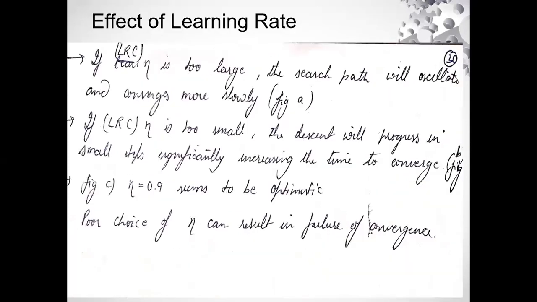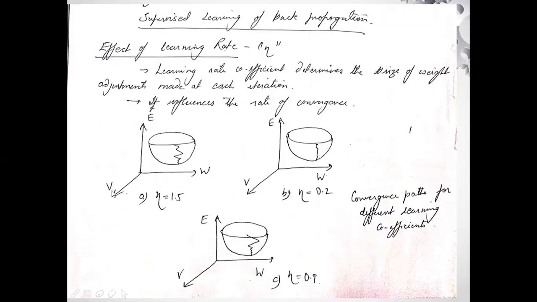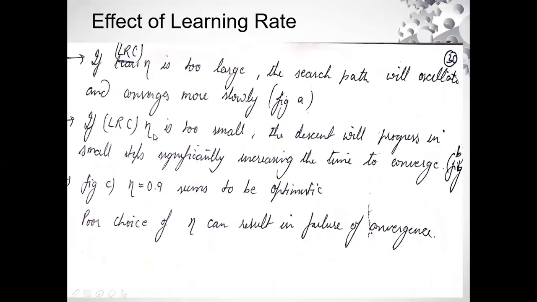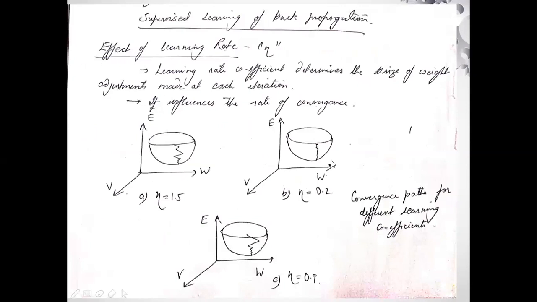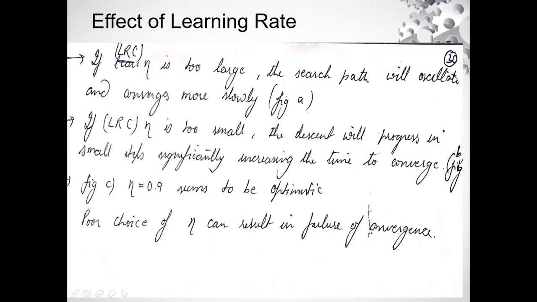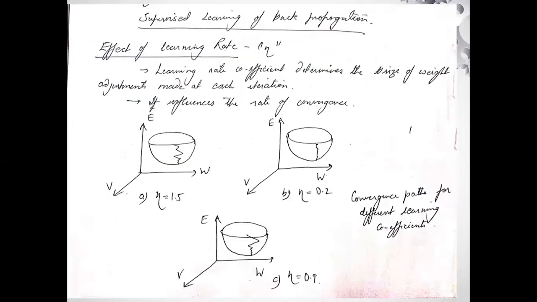Now there are the figures. That means if the learning rate coefficient eta is too large, the search path will oscillate and converge more slowly. This we have seen in this particular figure A. Second, if eta is too small, the descent will progress in small steps, significantly increasing the time of convergence. That is defined in figure B. We have already discussed this. And the last figure shows that this particular eta value is an optimal value. So we can define the convergence rate as okay here.